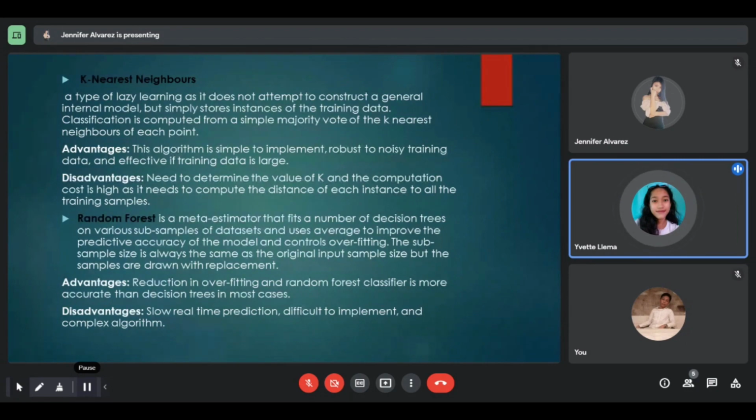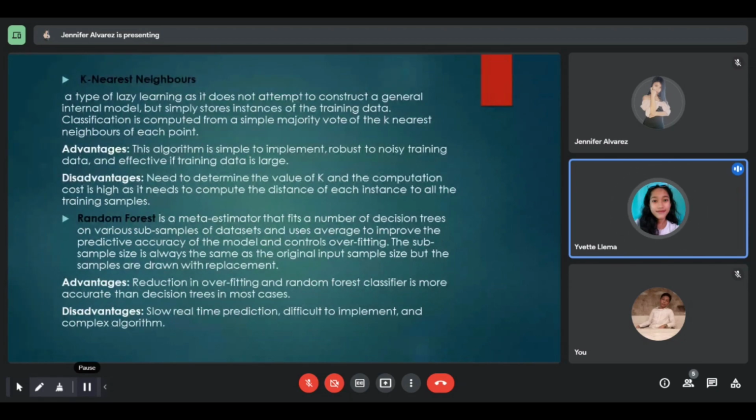Next, we have random forest. It is a meta estimator that fits a number of decision trees on various subsamples of the dataset and uses averaging to improve the predictive accuracy of the model and control overfitting. The subsample size is always the same as the original input sample size, but the samples are drawn with replacement.